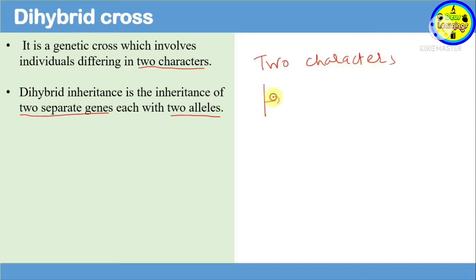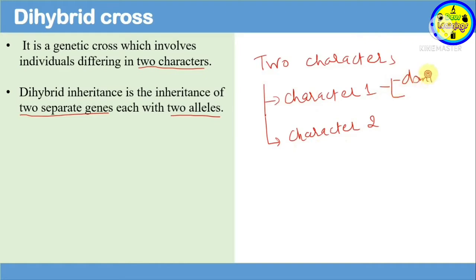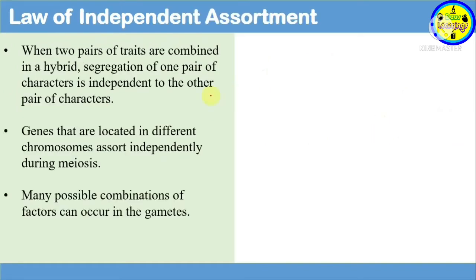Just for example, let's take character 1 and character 2. For character 1 there will be a dominant allele and there will be a recessive allele. Similarly for character 2 there will be a dominant allele and there will be a recessive allele. Right? Okay.